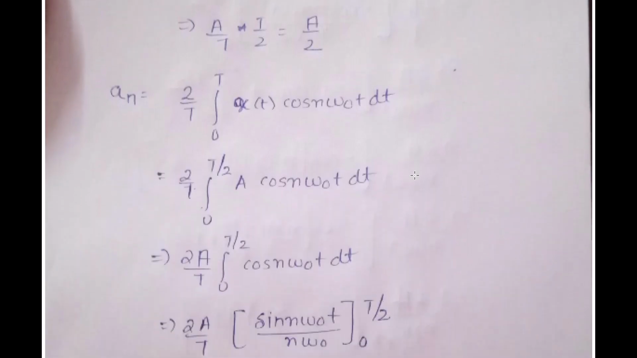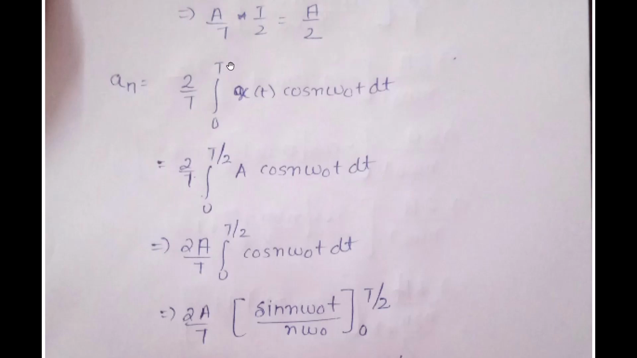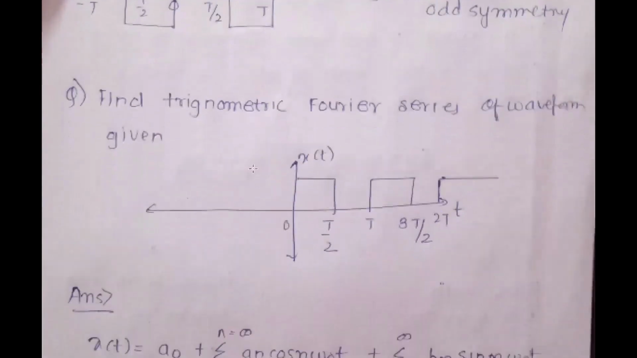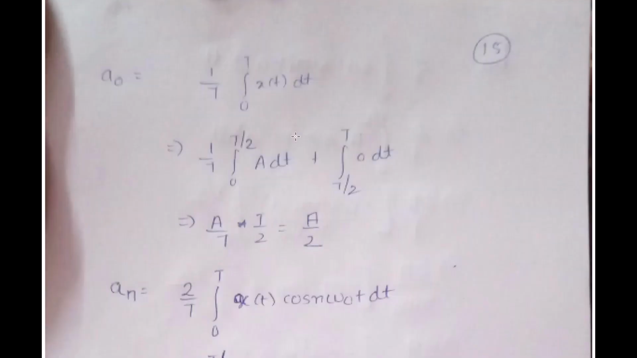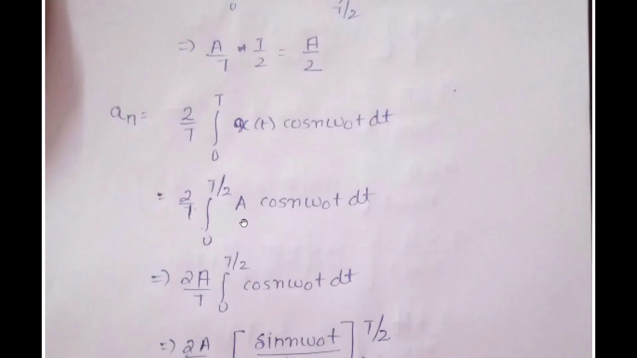My an is given as 2/T integral 0 to T x(t) cos n omega naught t dt. So 2/T integral 0 to T/2 x(t) is given as A, right? From 0 to T/2, my x(t), okay, the A value is missing. The amplitude is given as A over here. Okay, it's missing over here. Please assume that from 0 to T/2, the value is given as A. So we have x(t) as A cos n omega naught t dt.